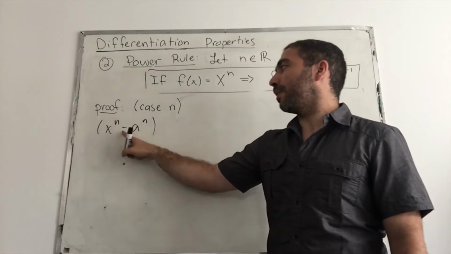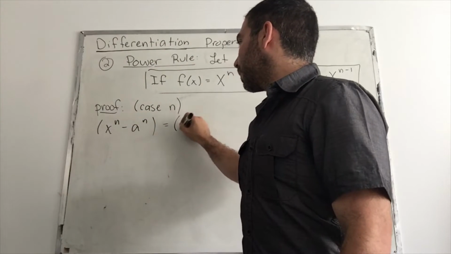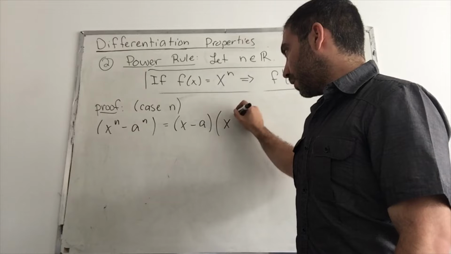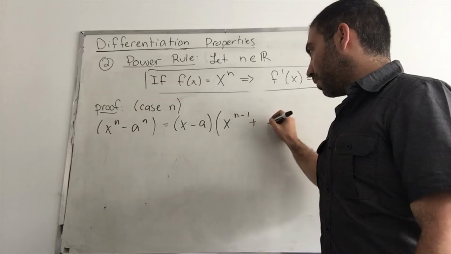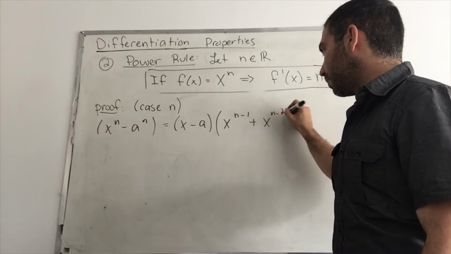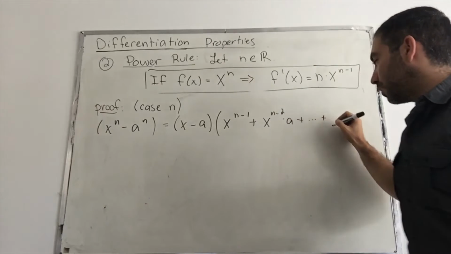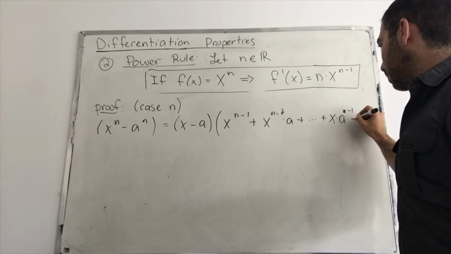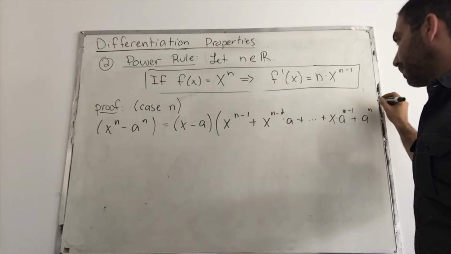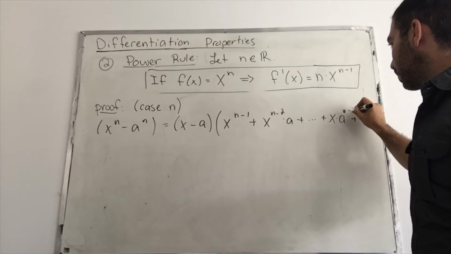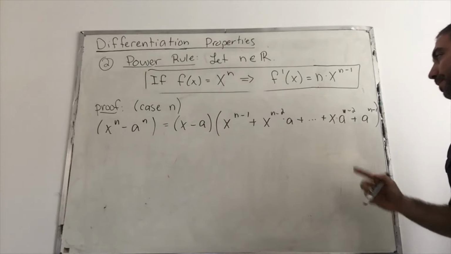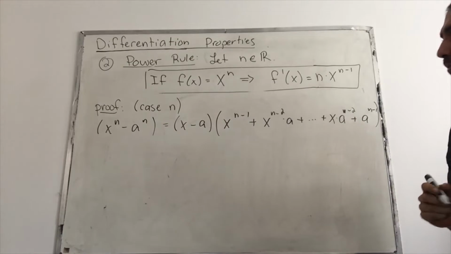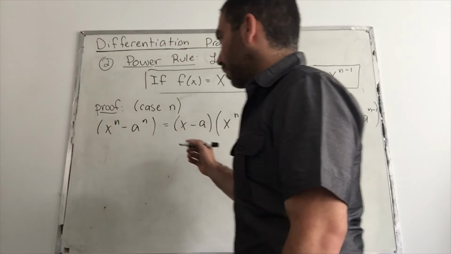So x to the n minus a to the n is equal to x minus a times x to the n minus 1 plus x to the n minus 2 times a plus dot dot dot plus x times a to the n minus 1 plus, no, x a to the n. Oh, this is n minus 2 and this is n minus 1. Okay, that's better. So this is the property that we're going to use in order to prove it. So let's go ahead and start the proof.